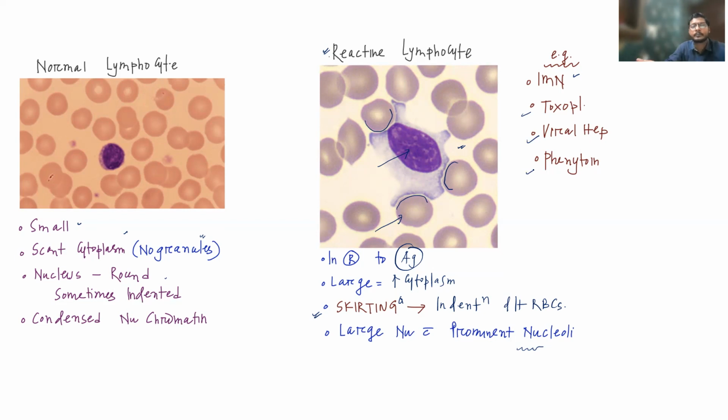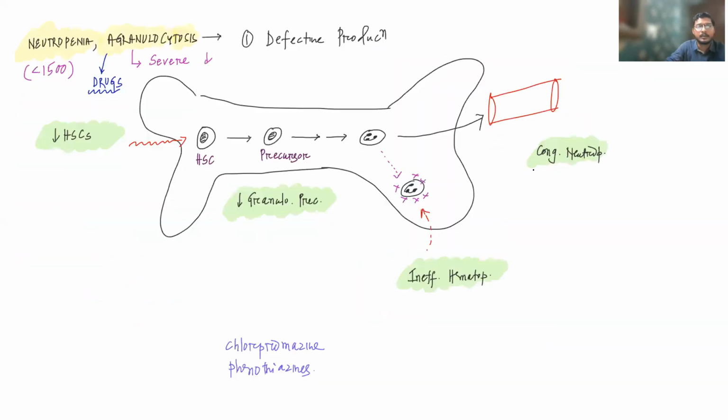So this is about the lymphocyte abnormalities. Now we'll discuss the neutrophil abnormalities, neutropenias, and neutrophilic leukocytosis. So let's start with neutropenia. Neutropenia is defined as an absolute neutrophil count of less than 1500 per microliter.